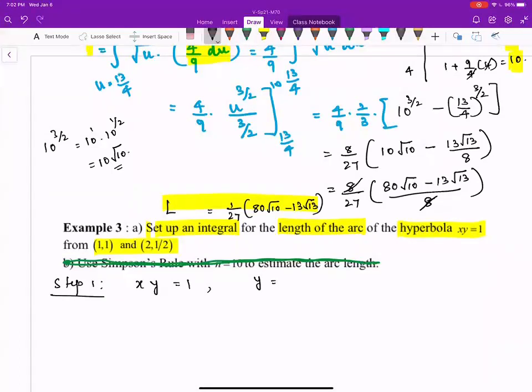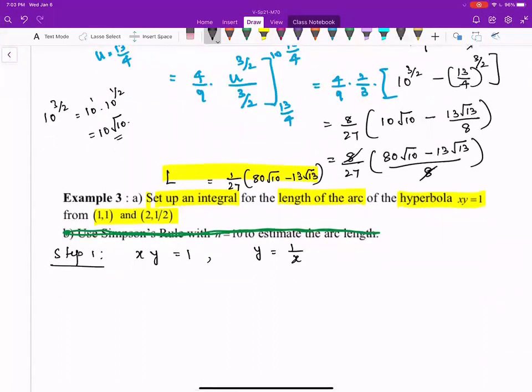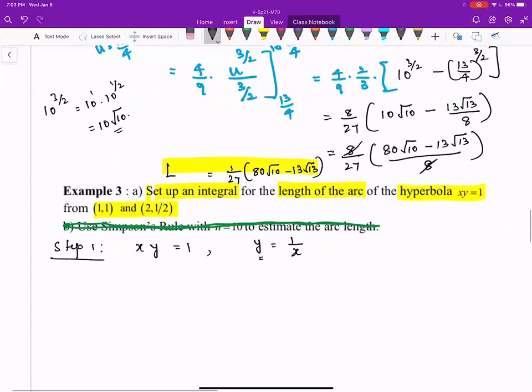You can also isolate x. y equal to 1 over x. Sometimes the problem can be difficult if you do the other way around. So once you get to that step, and if the integral becomes very hard, then you may want to switch your role of x and y. So xy equal to 1, then you're isolating y, which is equal to 1 over x. So we have to look for the bounds of x in this case. The limits of x are 1 and 2.